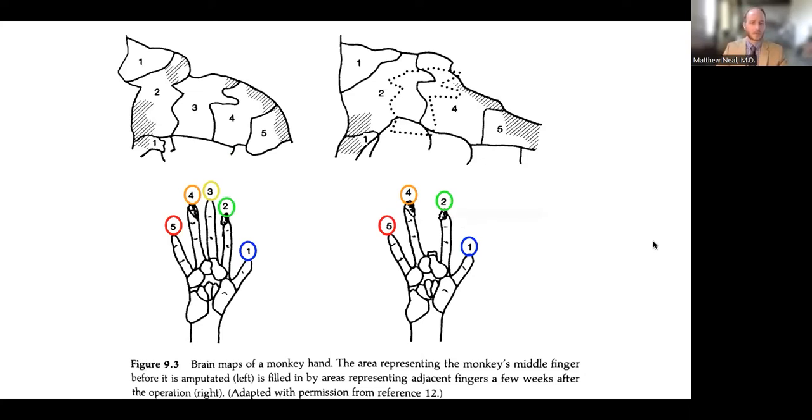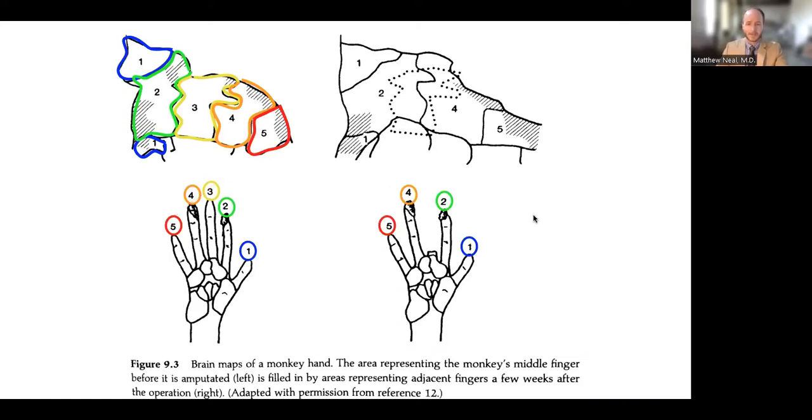So this is an example of a study that was done. They mapped the cortical representations of a monkey's digits 1 through 5. So blue to blue, green to green, yellow to yellow, orange to orange, and red to red. And you can see they're arranged in a way that's comparable to how the digits are arranged, adjacent to one another.